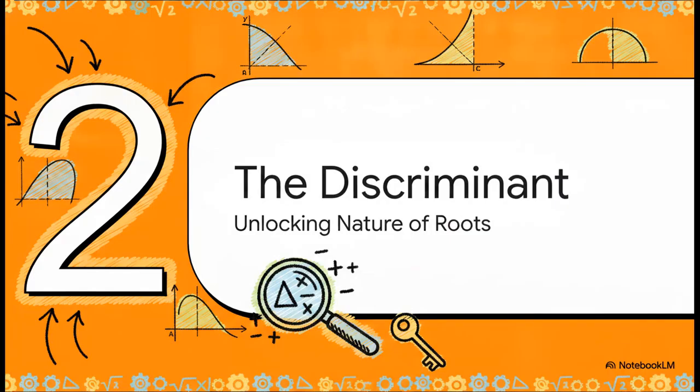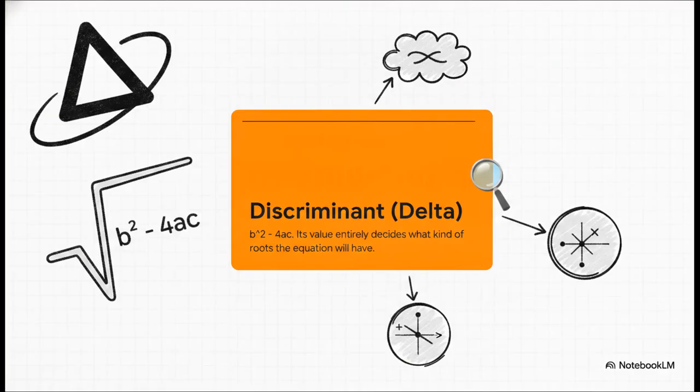Moving on to part 2, understanding the discriminant and unlocking the hidden nature of roots. Now, we're going to add a powerful new tool to our mathematical toolkit. See this little triangle? That's the Greek letter delta. And in quadratics, we call this the discriminant. The formula for the discriminant is simply b squared minus 4ac.